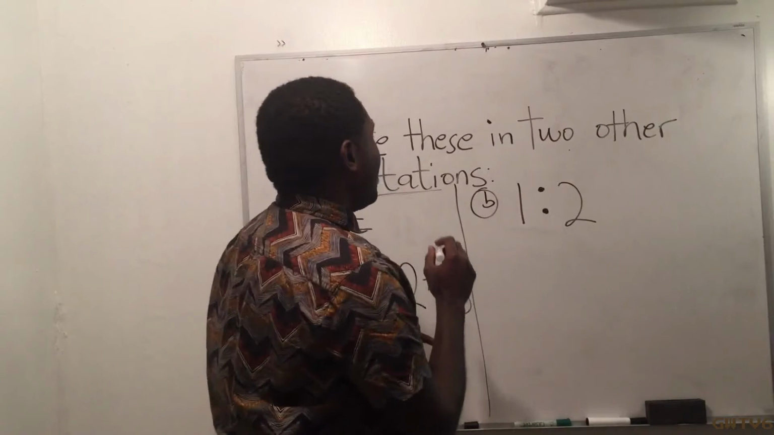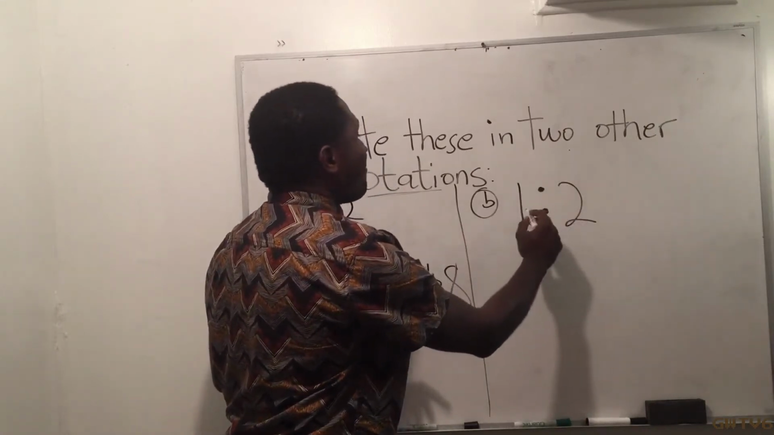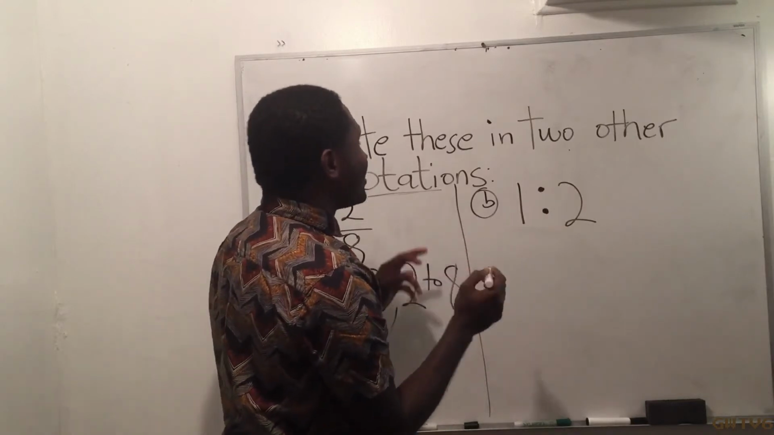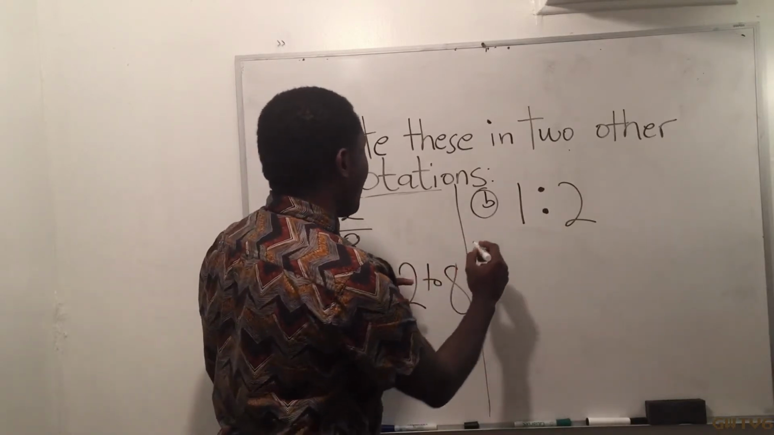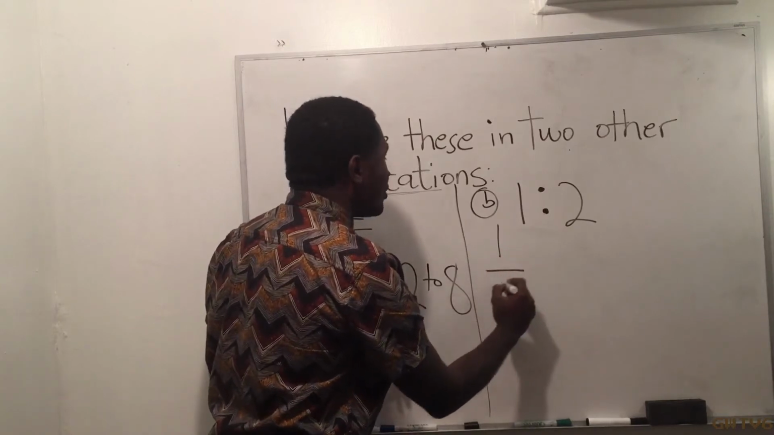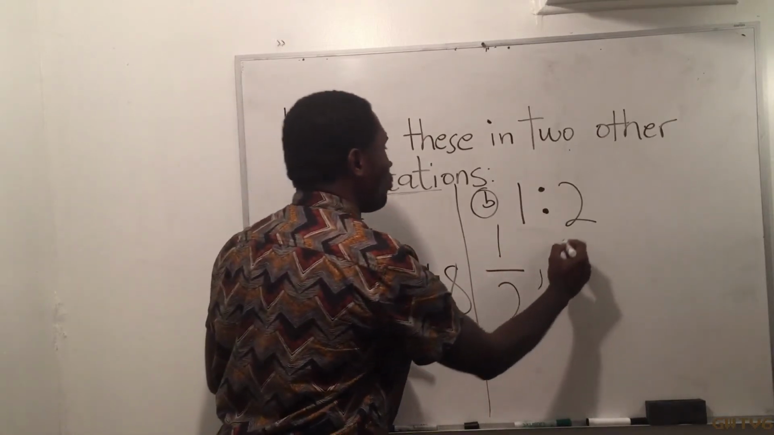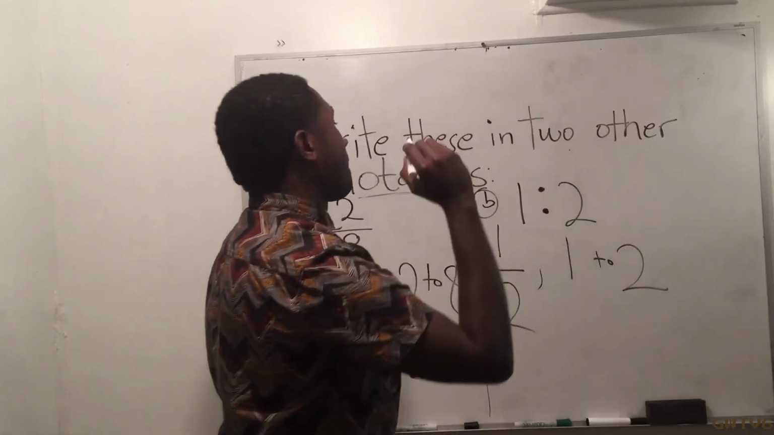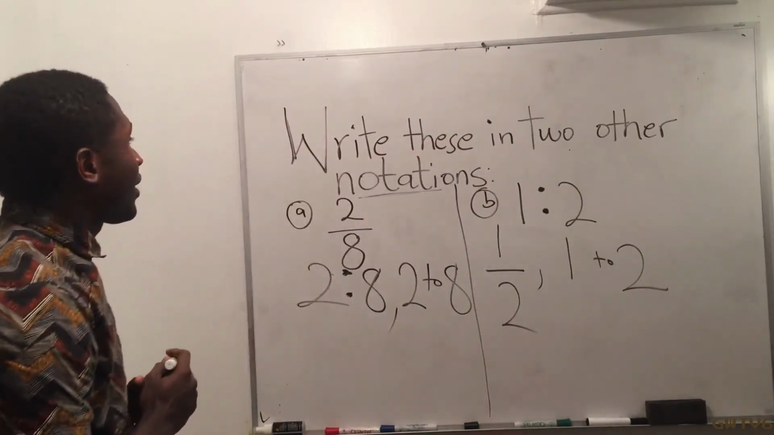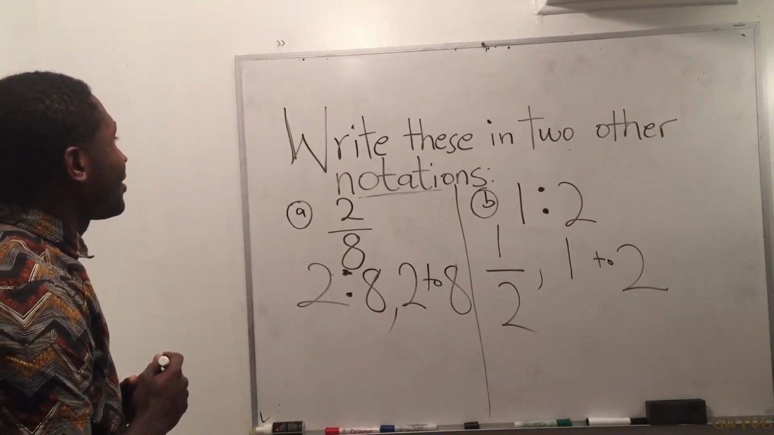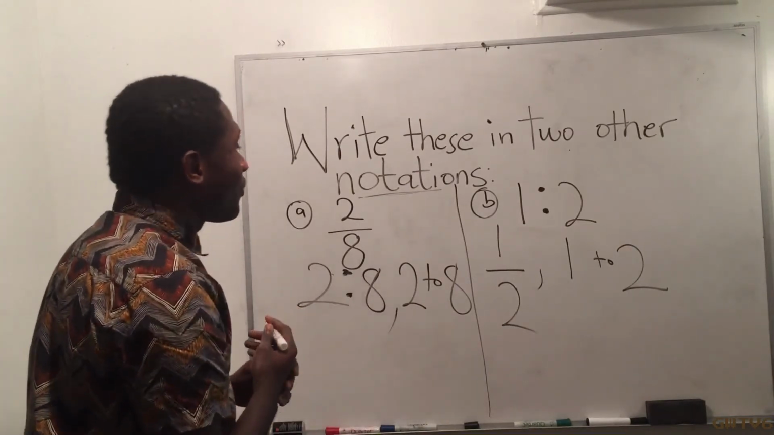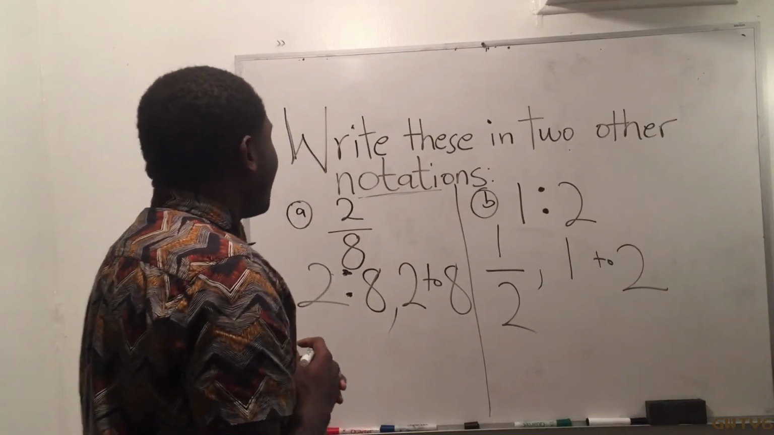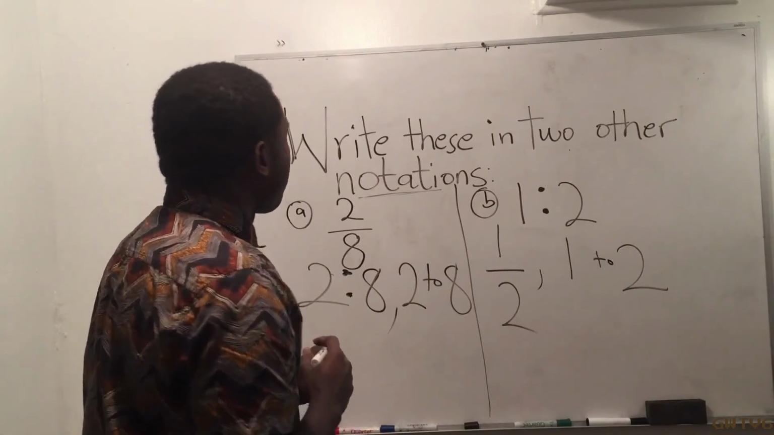And for the B part, A ratio B, 1 ratio 2. The other two notations is what? 1 over 2 and 1 to 2. Okay, alright, so as long as I remember these right here, find a way to remember this, I should be good. But those are the notations. Okay, alright.